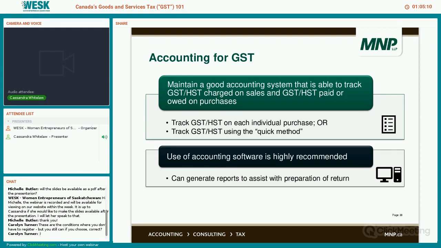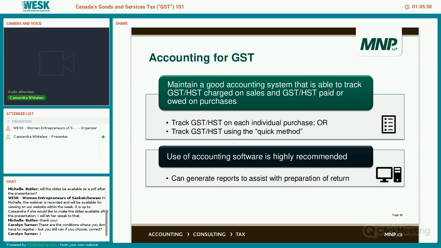There is something called the quick method, which is available for small businesses where the total taxable sales of the entire associated group are $400,000 or less, including GST, in any 4 consecutive fiscal quarters over the last 5. When you're using the quick method, you collect your tax as normal, but when you're going to prepare your GST return, you take your total tax included taxable supplies and multiply it by a specified prescribed remittance rate. Basically, this means that you can't claim ITCs because the ITCs are supposed to be worked into that rate.